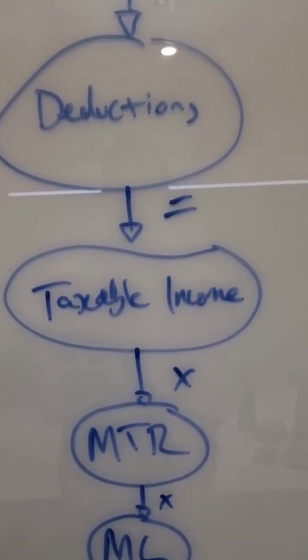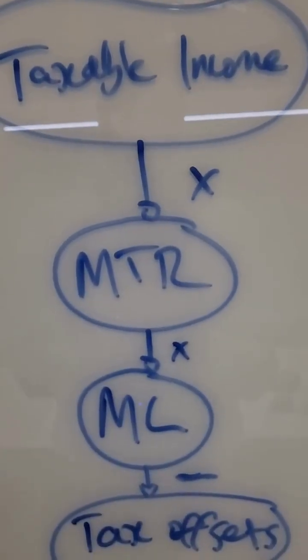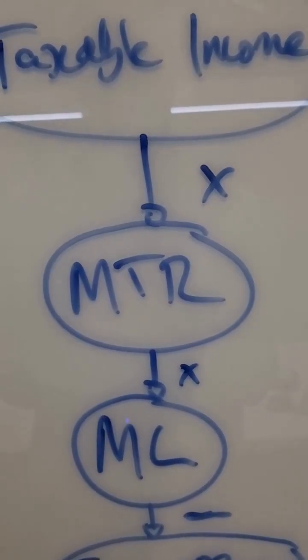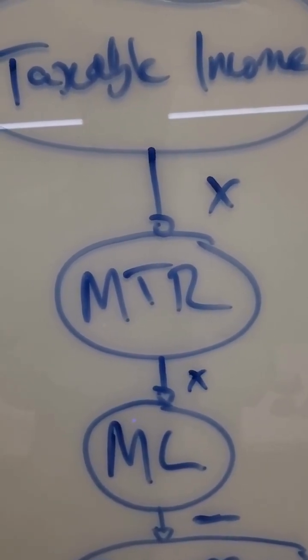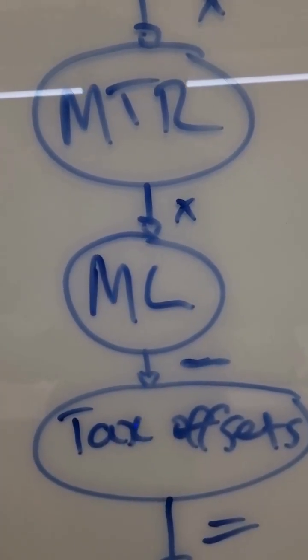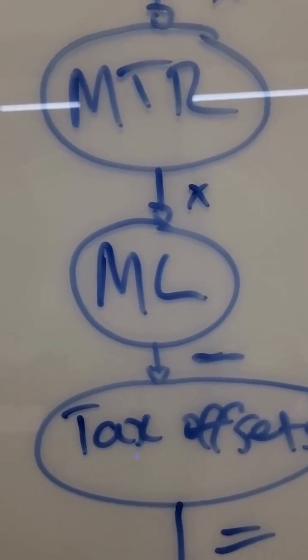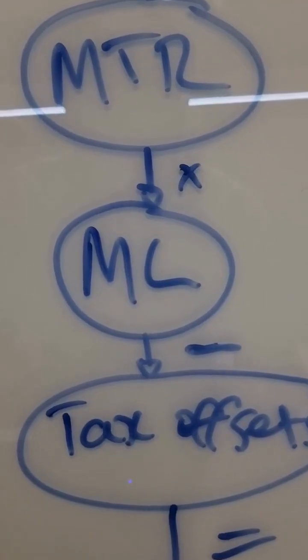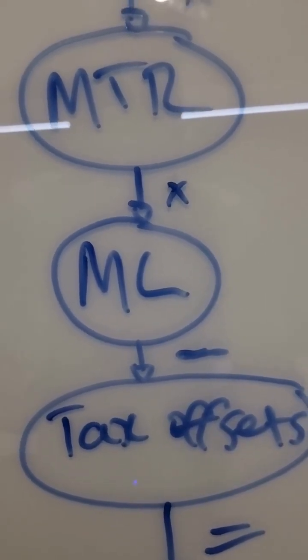From that, once you have your taxable income, you times it by your marginal tax rate. So that's those brackets which we're going to be going through. An example can be that 30% bracket. Once you have that dollar amount, you then times it by Medicare levy, which is standard, say 2%, for example, and that's going to be your Medicare levy.